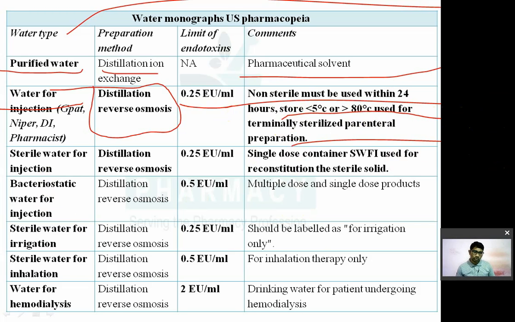Now next one is sterile water for injection. It is again prepared by distillation and reverse osmosis. The endotoxin limit is 0.25 endotoxin unit per ml. Sterile water for injection is used for single dose containers and also for reconstitution of sterile solids. What does reconstitution of sterile solid mean?